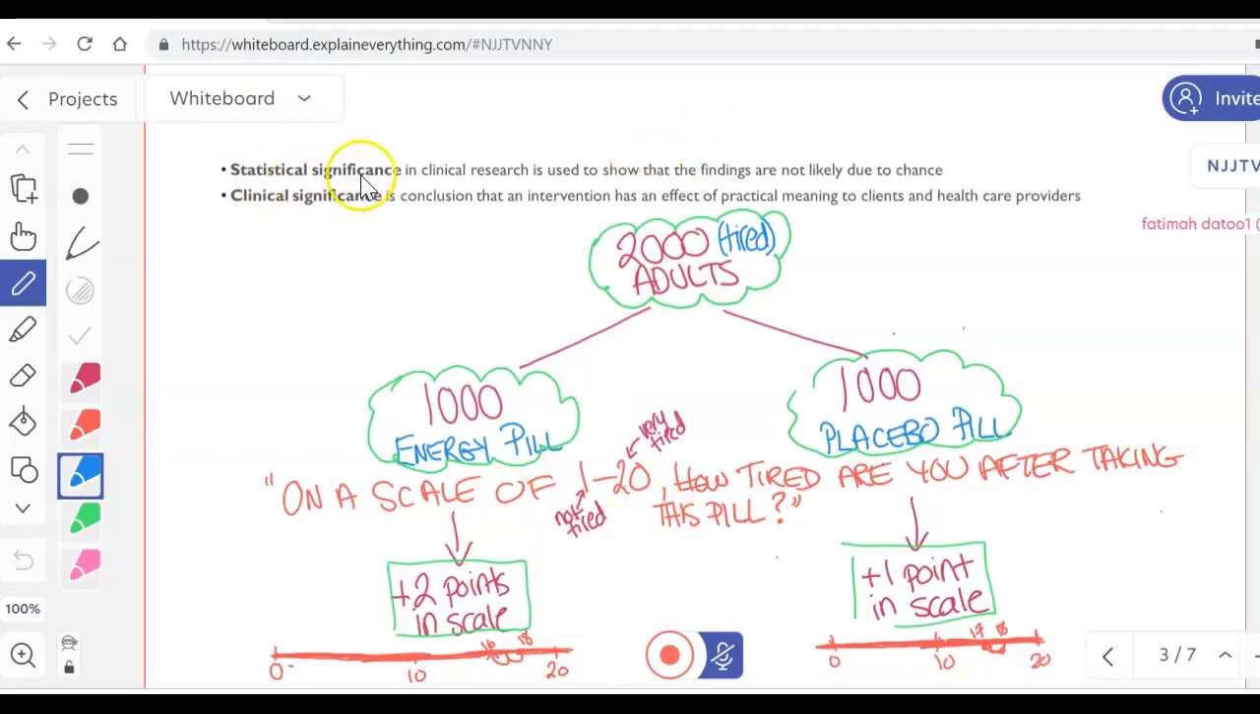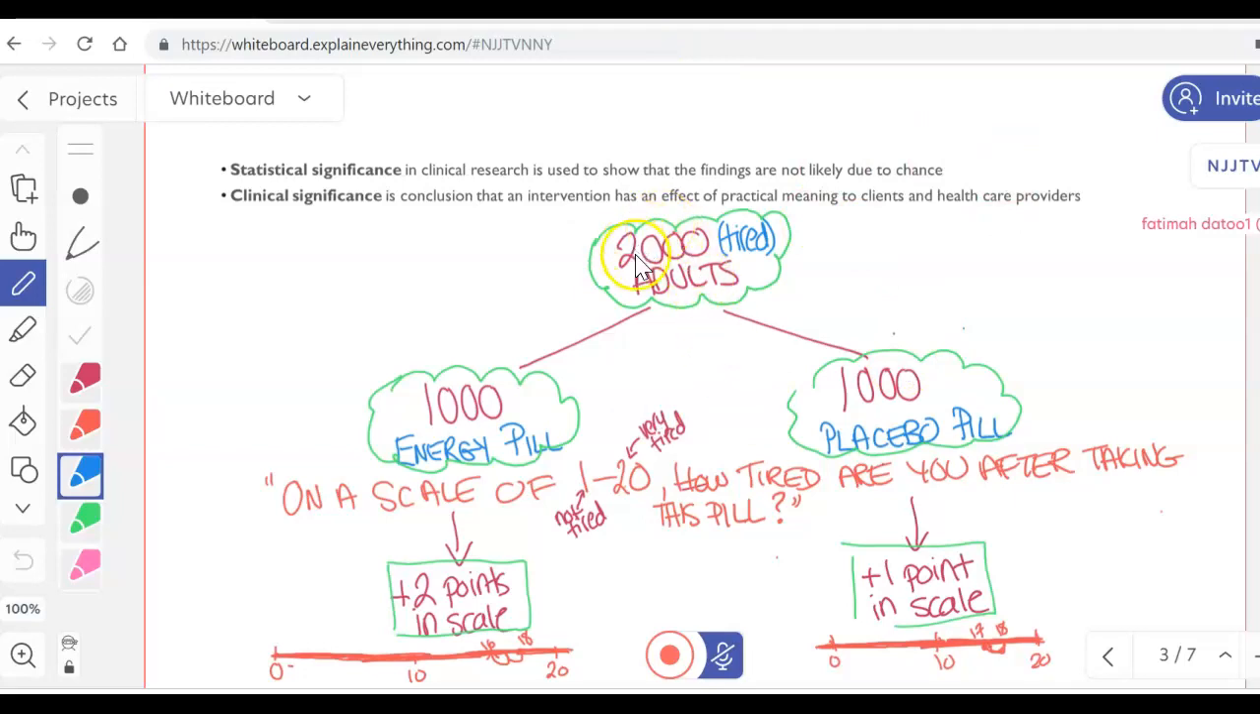But again, statistical significance is when researchers use numbers to figure out whether the study works or not. Clinical significance is the conclusion, what the healthcare providers, so doctors, dentists, hygienists, decide at the end. They'll look at the math and decide, okay, yeah, this drug is effective, or okay, no, this drug is not effective. So let's just look at this example here.